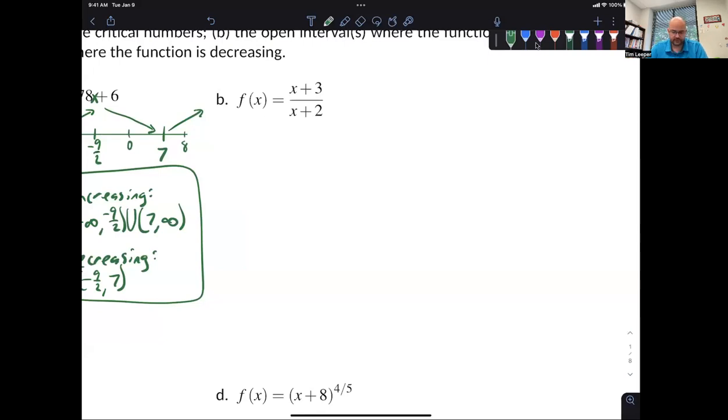Hello. In this video, we're going to look at 1B for exam 3's review. So here, f of x equals (x + 3) over (x + 2). We want to find the critical numbers first, which means we need to find the domain.